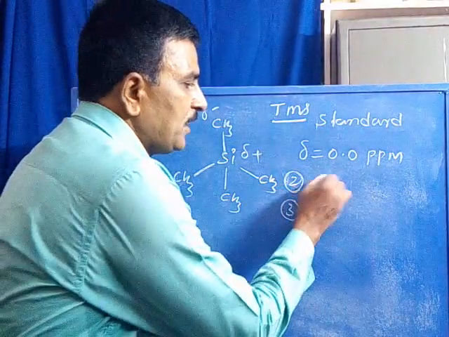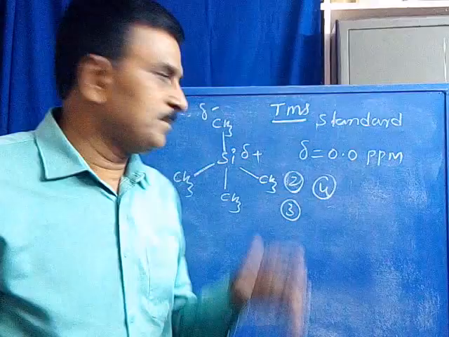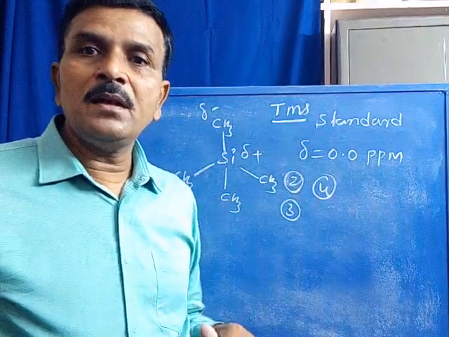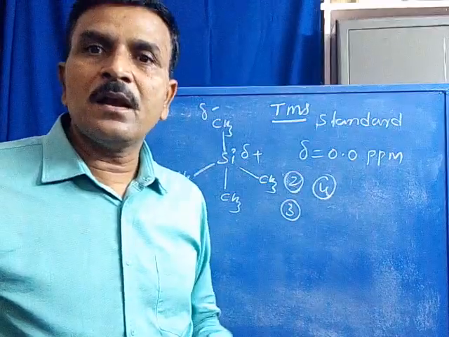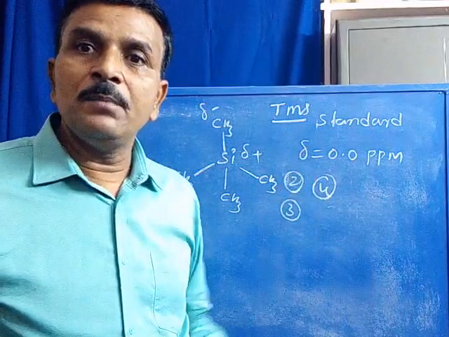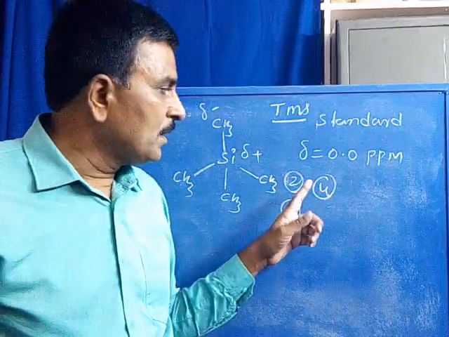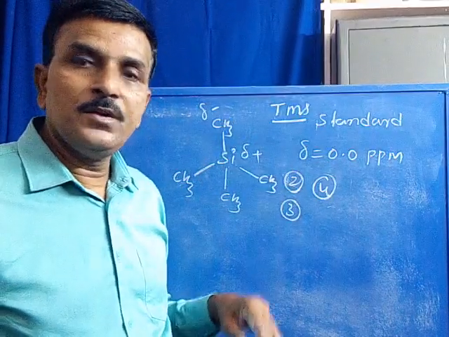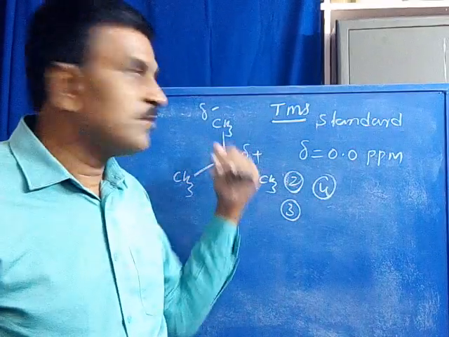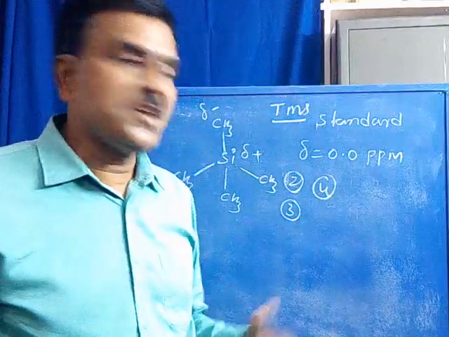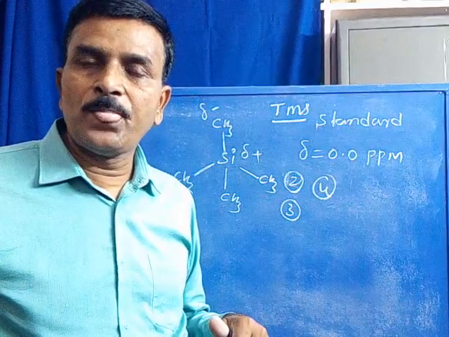Next, the fourth advantage. Tetramethylsilane is soluble in water as well as in organic solvents. The water solubility of this molecule is due to its ionic nature. You can see silicon is electropositive, carbon is electronegative, so it exists as ionic in nature, therefore it is water soluble.